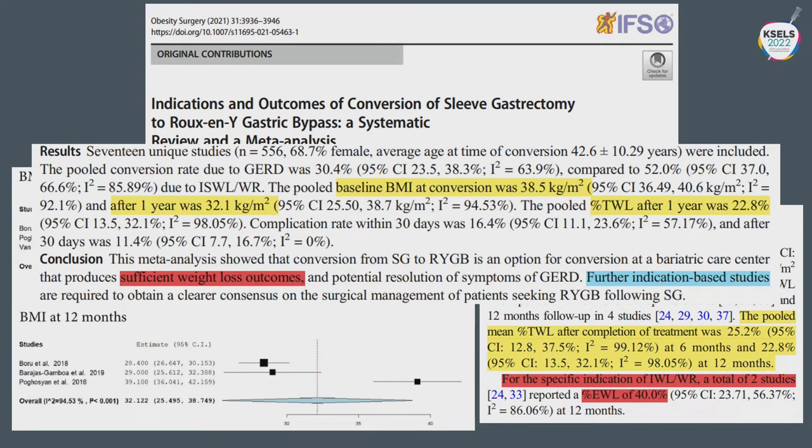And then the BMI loss from 35, 38 to 32, only a five or six point drop. Can you imagine that it's a reasonable option for revision surgery for weight loss failure patients? So I cannot answer that.